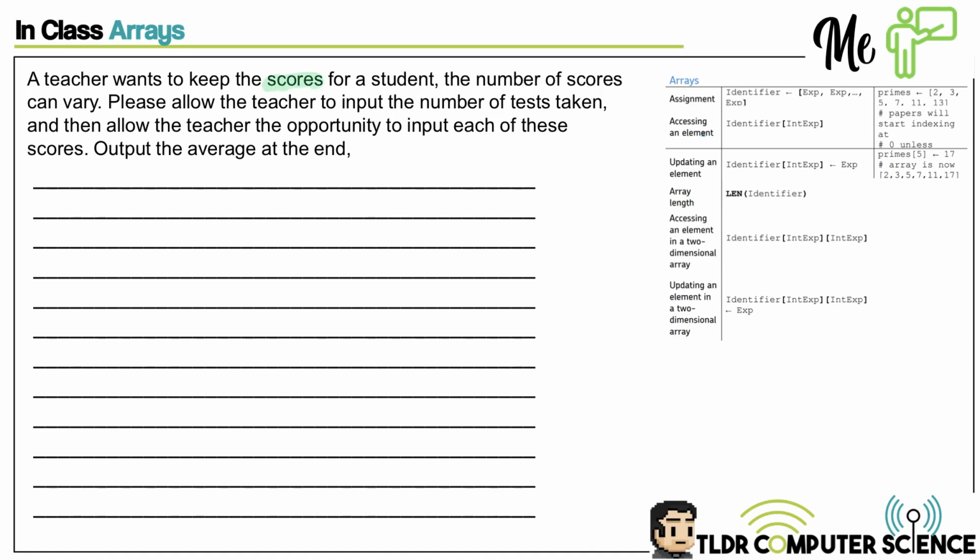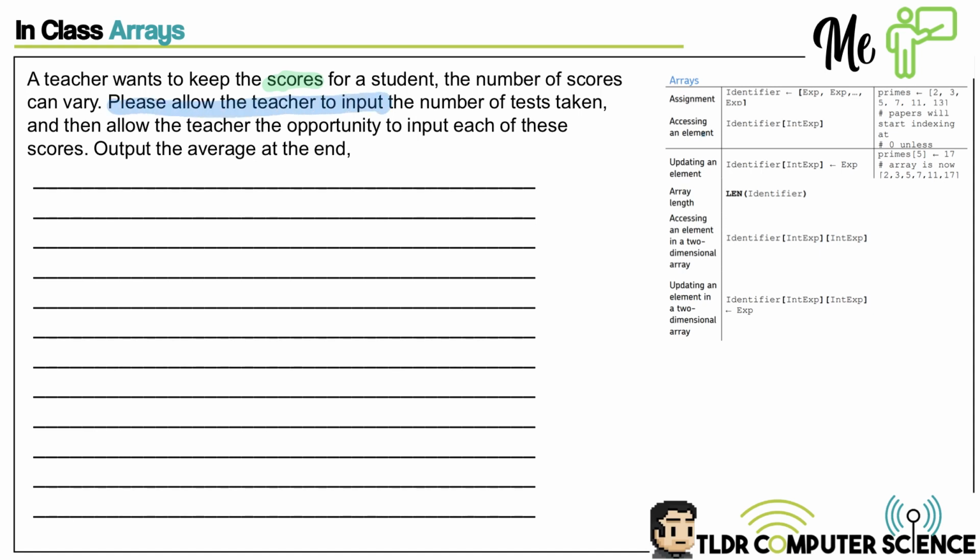I agree with you. We need the number of scores we want to do. The number of scores can vary. So they might need to record 5 scores for a student or 10 scores. We don't know at this point. Please allow the teacher to input the number of tests taken. So allow the teacher to input the number.